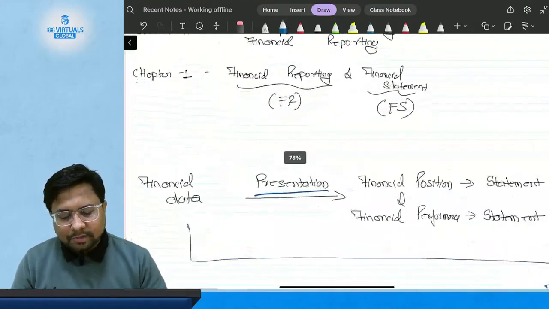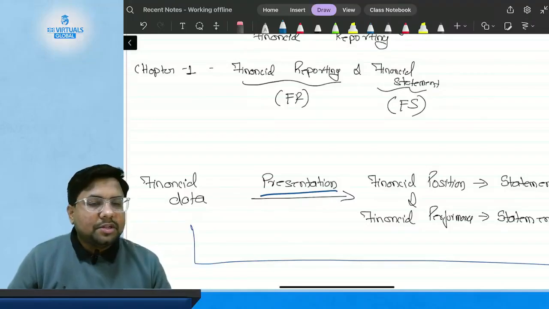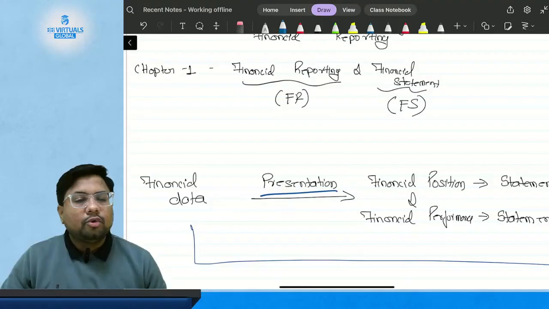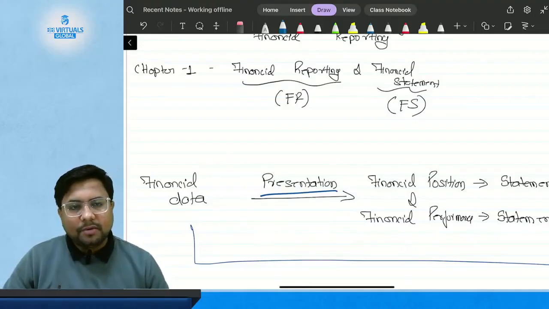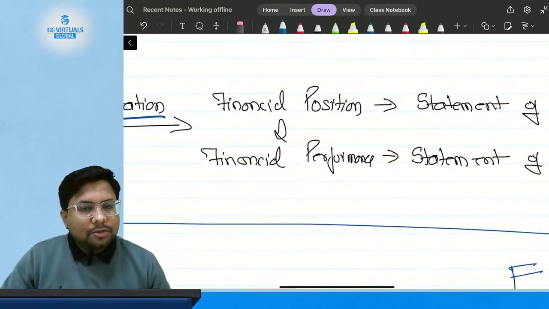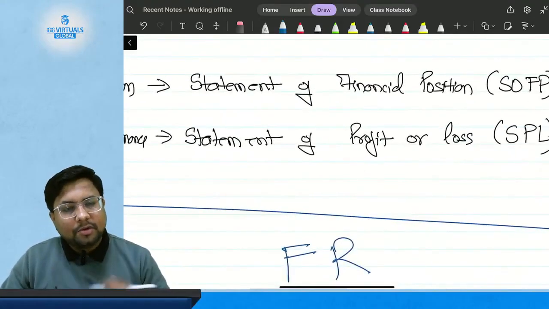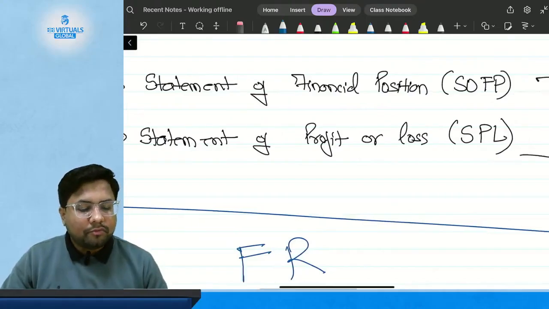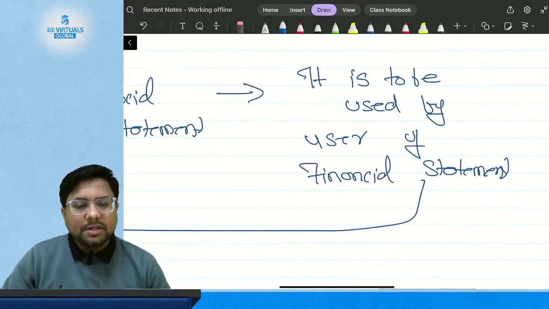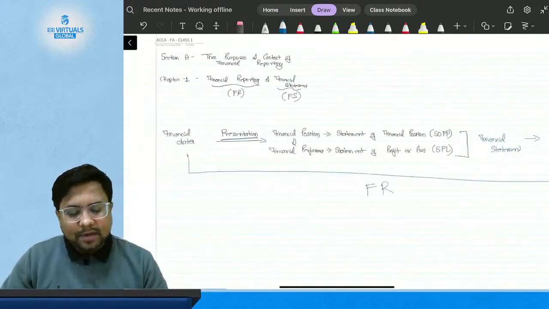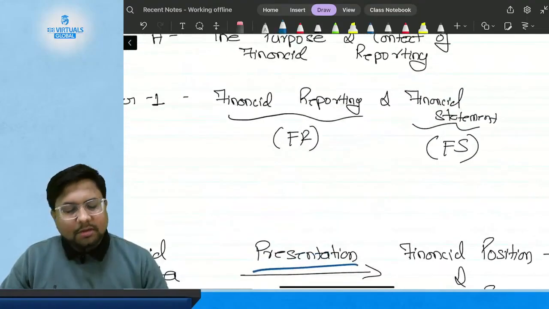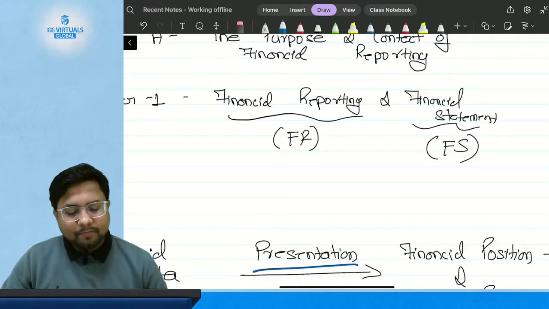So what does financial reporting mean? To present your financial data in the form of financial statement that ultimately is going to be used by the user of financial statement. Now we will decode every term. What is financial data? What is financial position? What is financial performance? What is statement of financial position? What is statement of profit or loss? What is financial statement? And who are the users of financial statement? We will decode each item line by line in this chapter. So this is the meaning of financial reporting.